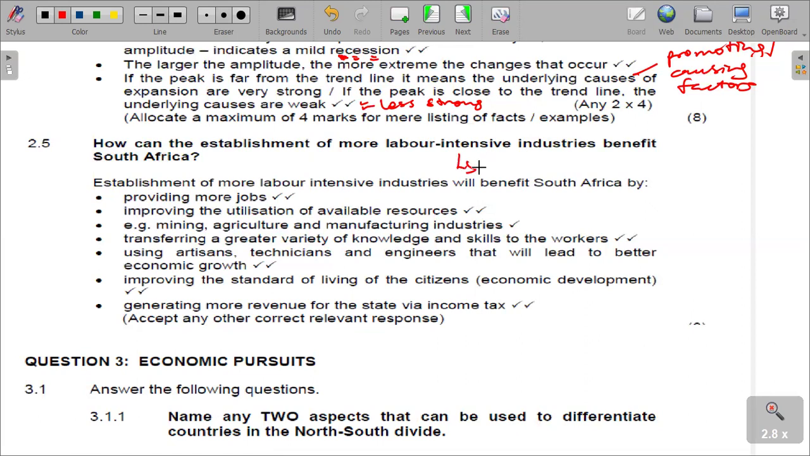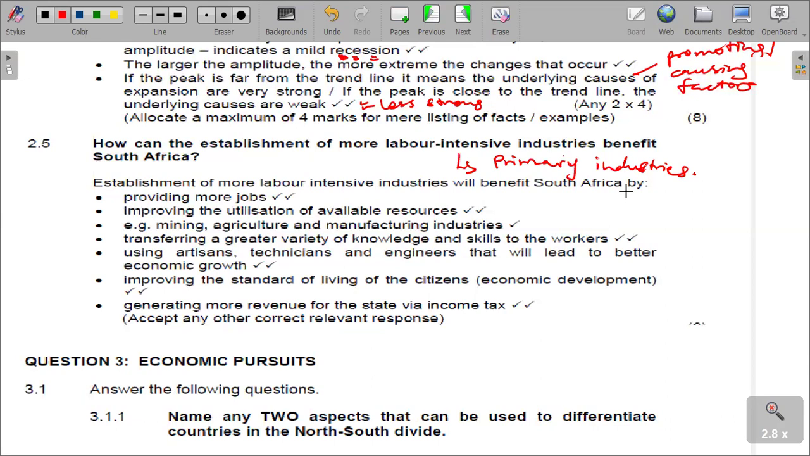I want you to understand that these are mostly primary industries. In other words, the one thing that we should understand is that they are mostly primary industries. Primary industries are mostly labor intensive.